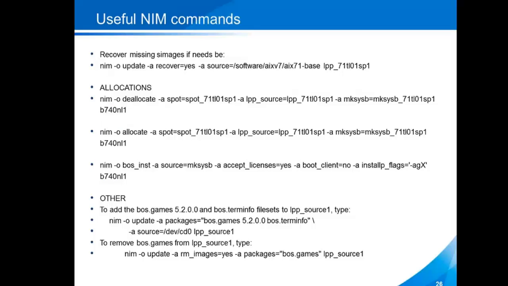So that's some of the basics of NIM, and now we're going to talk about some useful NIM commands. Occasionally when you build an LPP, it doesn't put the SCRIPT images in there, which will make it very difficult to do a restore. If you get an error when you try to do something that indicates that, the nim -o update -a recover=yes command is what you're going to use to correct the LPP.